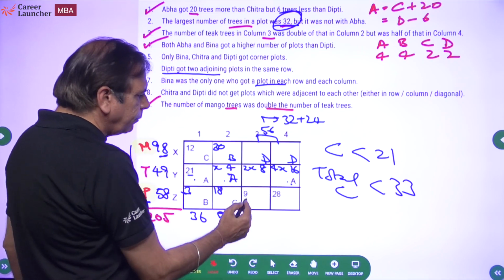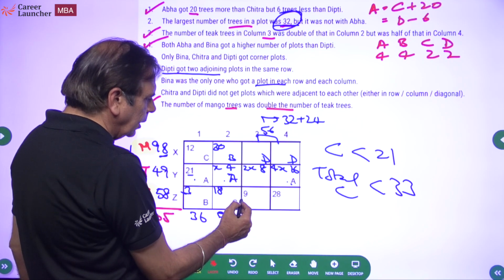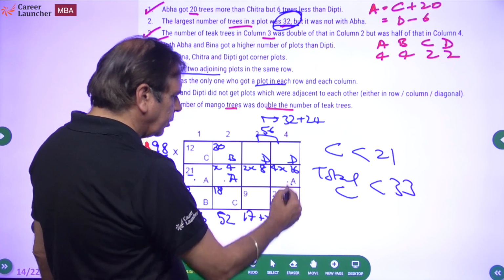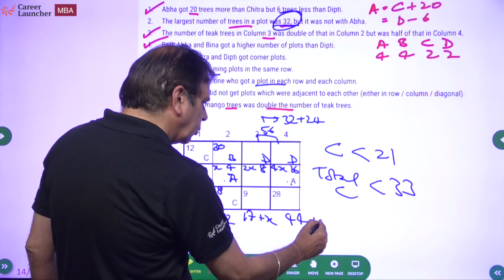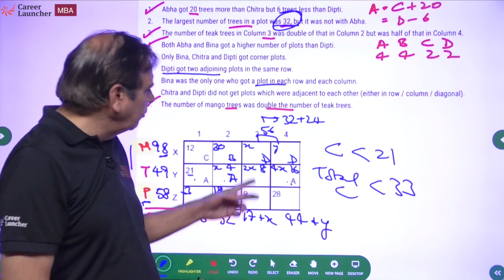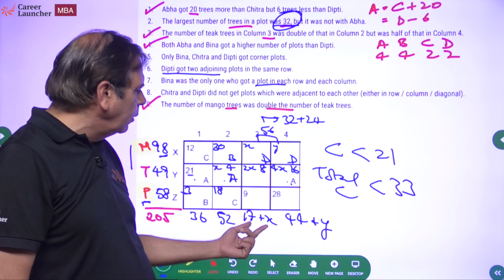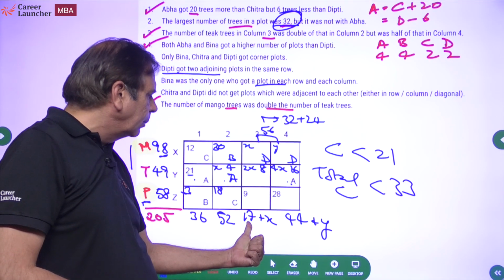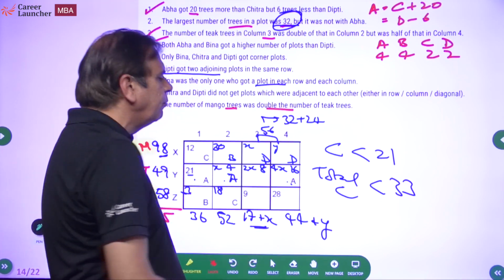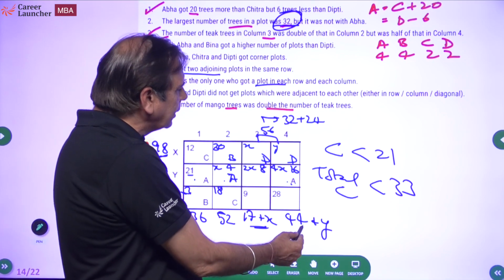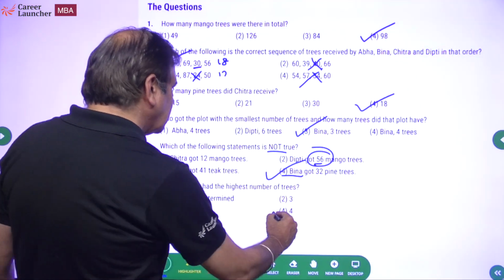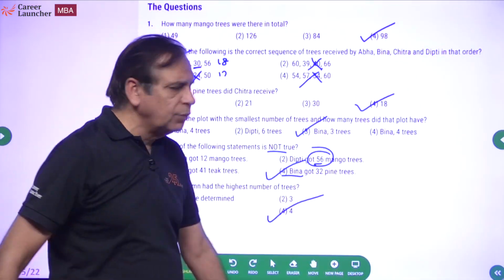So what are the number of trees in the third column? 9 plus 8, 17 plus x. And this is 28 plus 16 is 44 plus y. Right? If I say this is x and this is y. Now what is the possible value for x? It is either 32 or 24. Even if this is 32, what will this become? 32 plus 17 becomes 49. So the maximum value here will be 49. And what will be the value here then? 42 plus 24, 68. That means column 4 will have the highest number of trees.